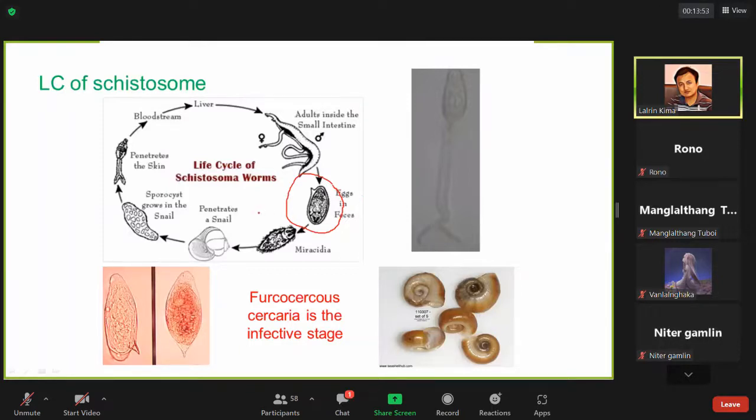All right. This miracidium, I told you, is ciliated. There is the presence of cilia, which will help it penetrate an intermediate host known as a snail.